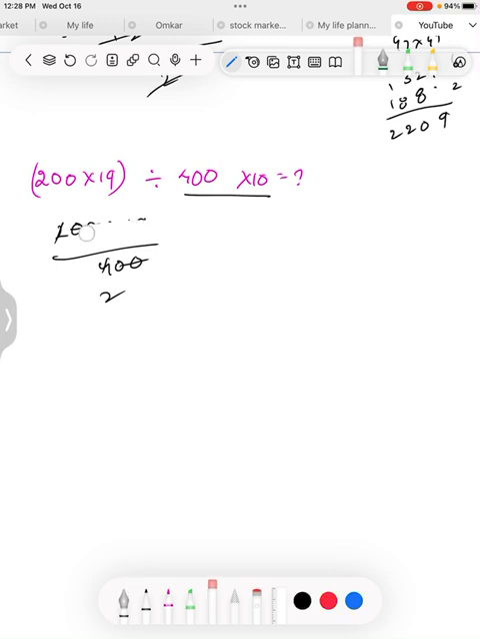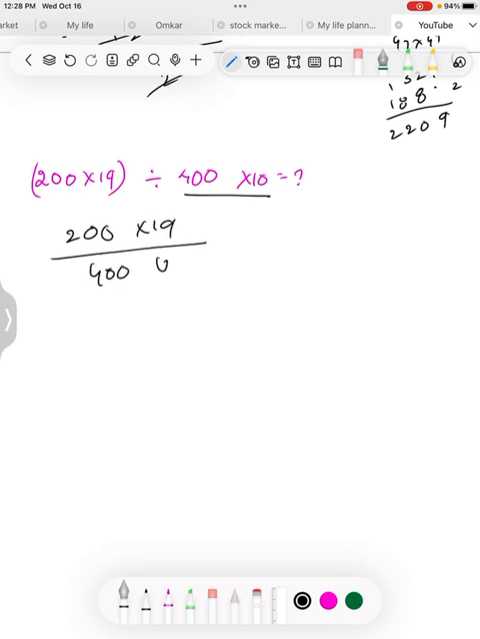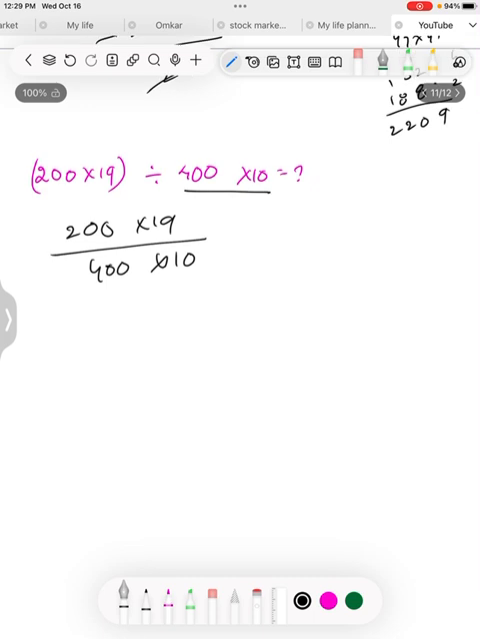So here you can see 200 into 19 divided by everything. We have to write that mistake we have done. So in examinations you should not make these types of mistakes, and in the examinations the paper setters will do these things to confuse you. Okay, don't get stressed, it will get solved easily.